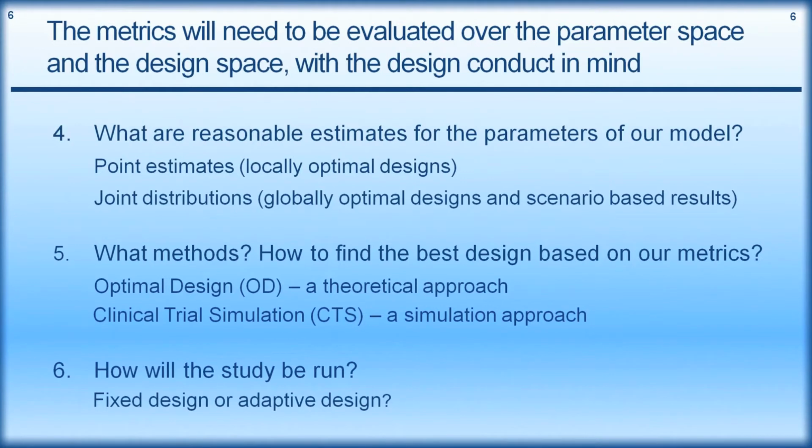What methods are we going to use to evaluate designs and then optimize designs? We have two choices here. We can talk about optimal design theory, so a theoretical approach based on the expected Fisher information matrix, or we can talk about the clinical trial simulation. We just simulate up the studies and re-estimate them. And finally, how will the study be run? Typically today I'm going to be focusing on fixed designs, but I'm going to introduce adaptive designs as well.